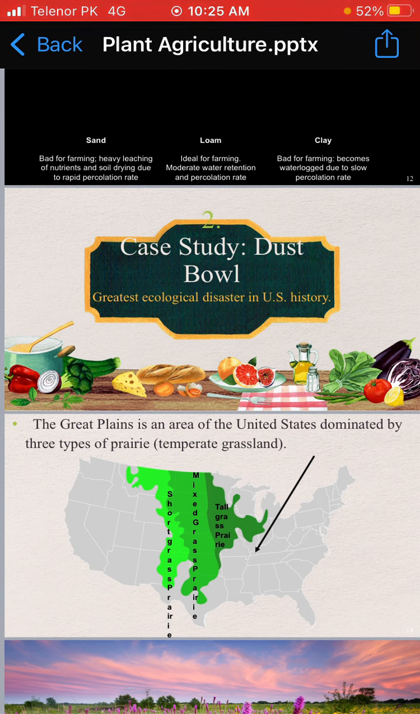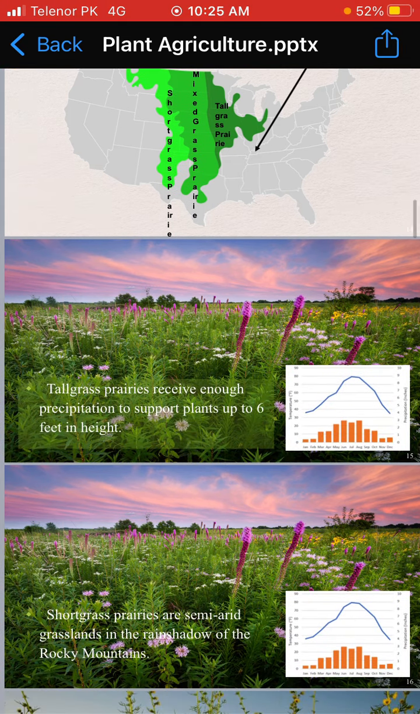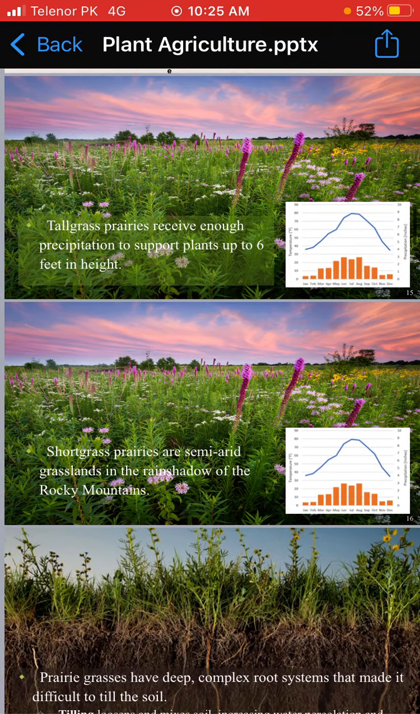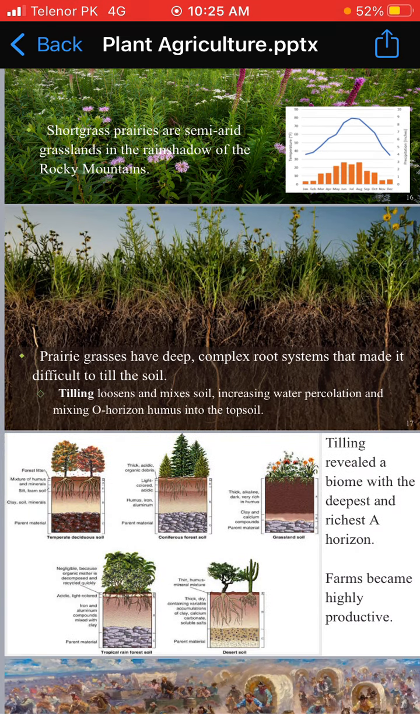Next, the case study: the Dust Bowl. The Great Plains in the central area of the United States are characterized by three types of periods. Settlers could spot plants up to feet in height. The region is a semi-arid grassland in the rain shadow of the Rocky Mountains.